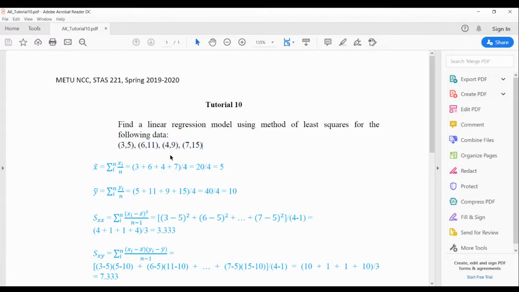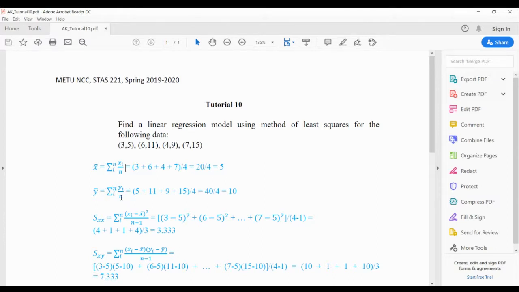Okay, so as soon as I understand 3, 6, 4, and 7 are my x's, I can calculate their average easily. So x1, x2, x3, x4, as you can see, are 3, 6, 4, and 7. You add them together and divide them by their sample size. So n is 4, not 8. Be careful about it. There are pairs of data, so there are points: 1, 2, 3, 4.